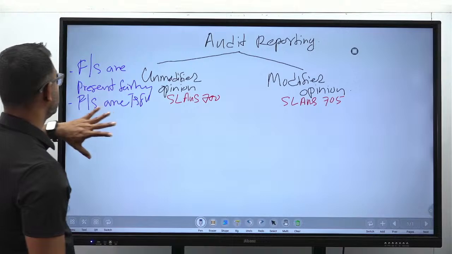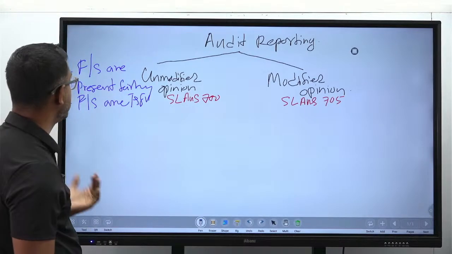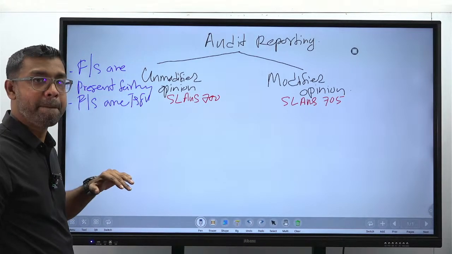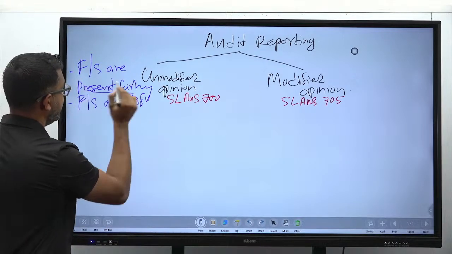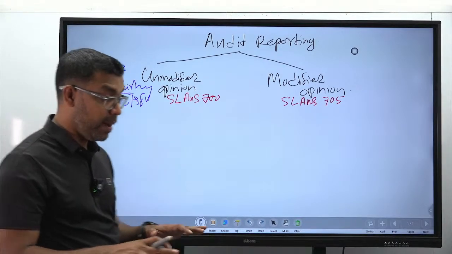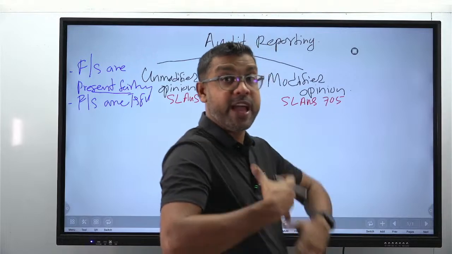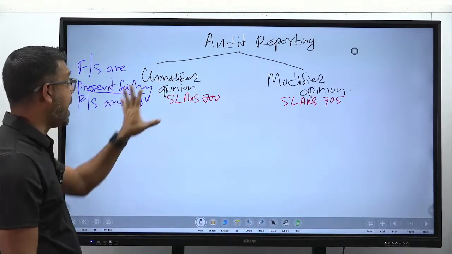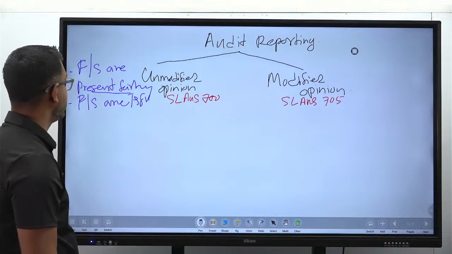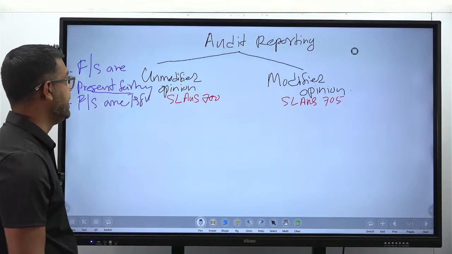The meaning of this is what? Financial statements are free from material misstatements. Normally in an audit report you can see an opinion like this: financial statements are presented fairly. Meaning there is no modification. Unmodified opinion, right? This is the way it is delivered.